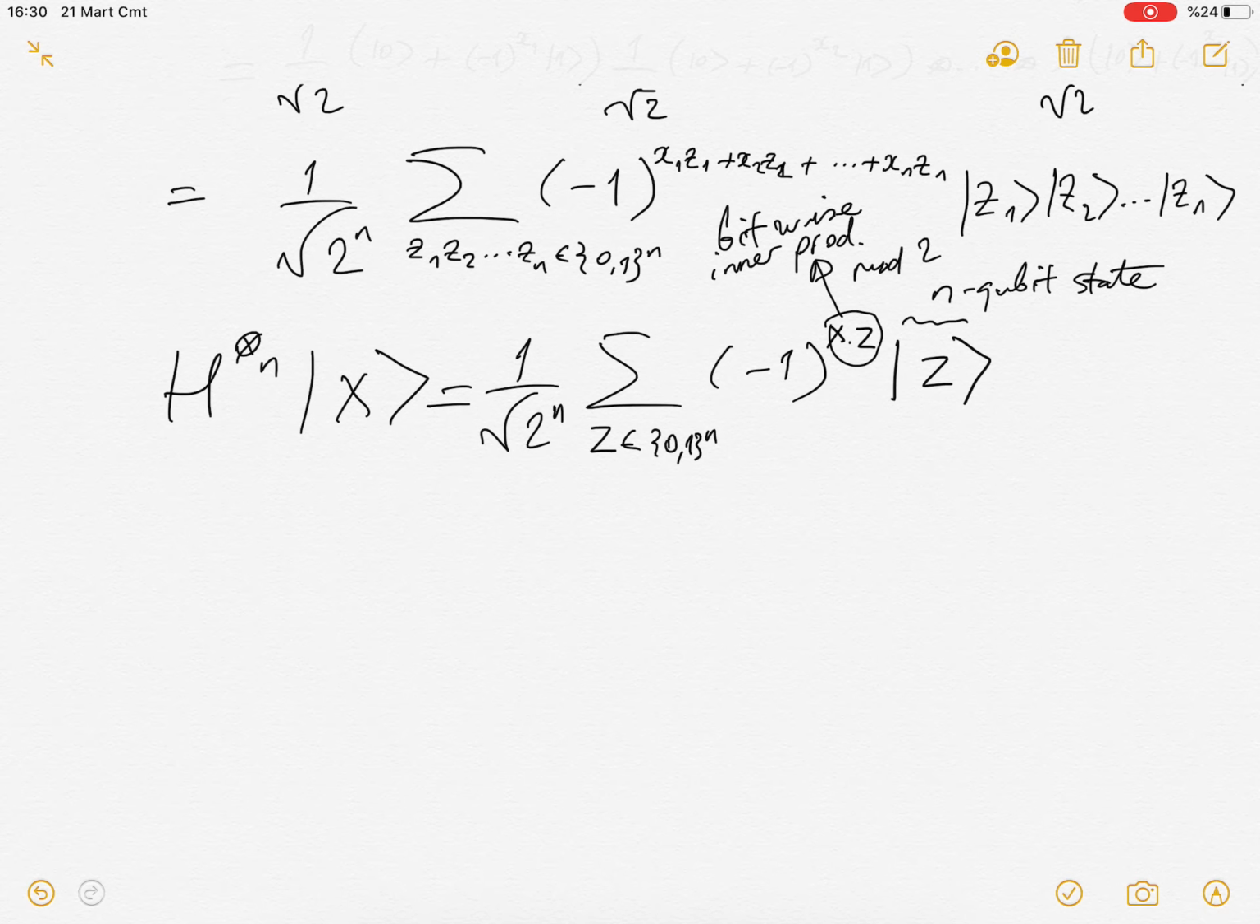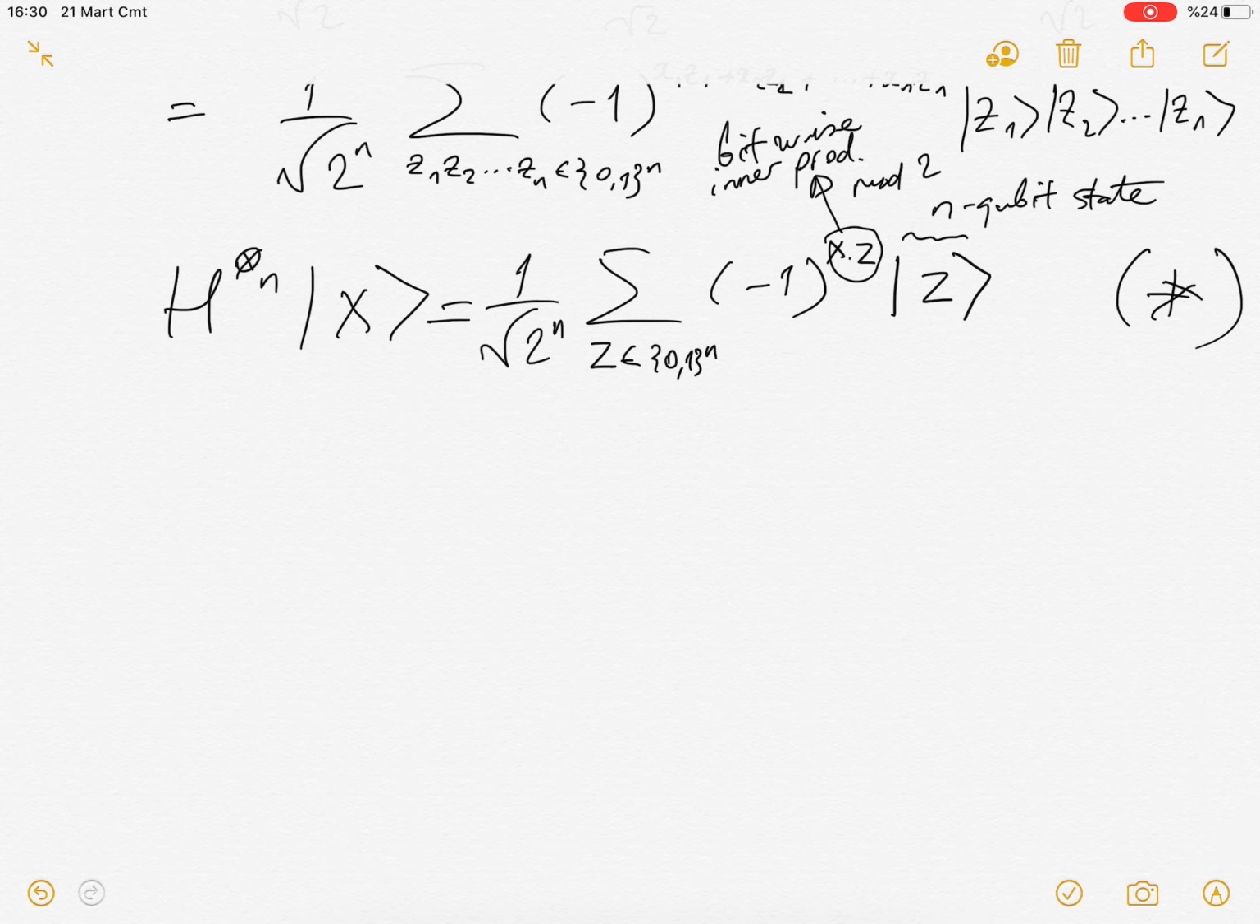Okay, so let's keep this equation in mind because we're going to use this often in the later algorithms. I'm going to put a star here. So essentially, an n-qubit Hadamard transform on an arbitrary n-qubit register acts in that way.